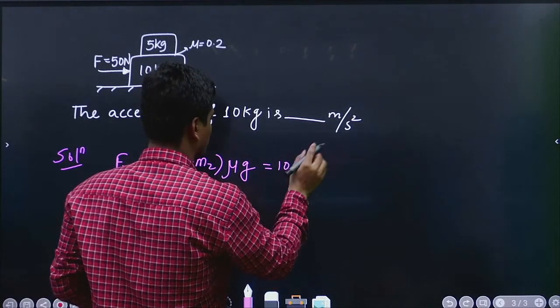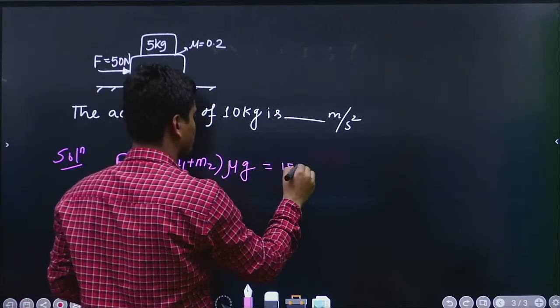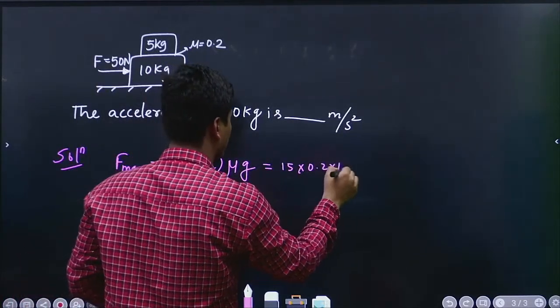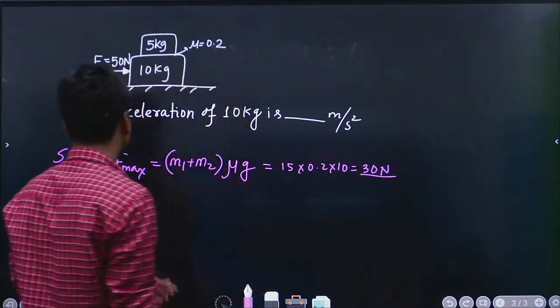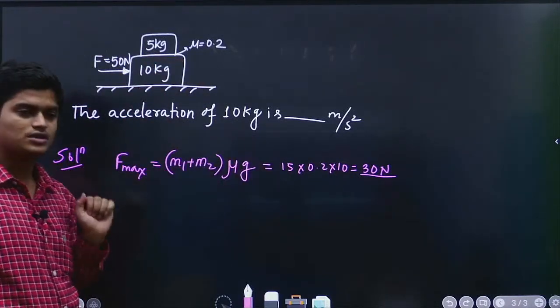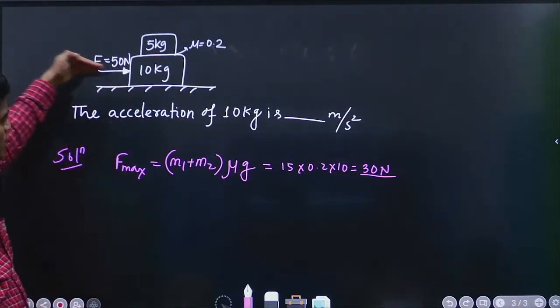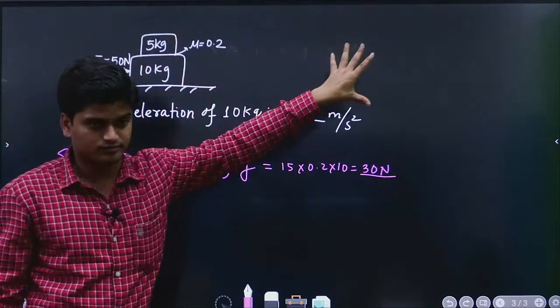So total I'm writing: 15 into 0.2 into 10. How much is coming? 30 Newton. So the maximum force to move together is how much? 30 Newton. That means if you are applying 30 Newton, then both blocks will move together.